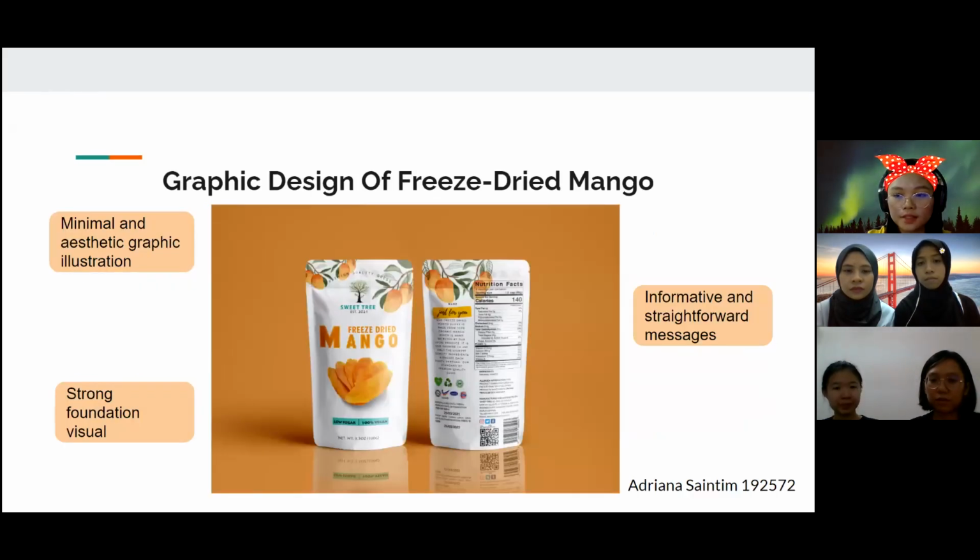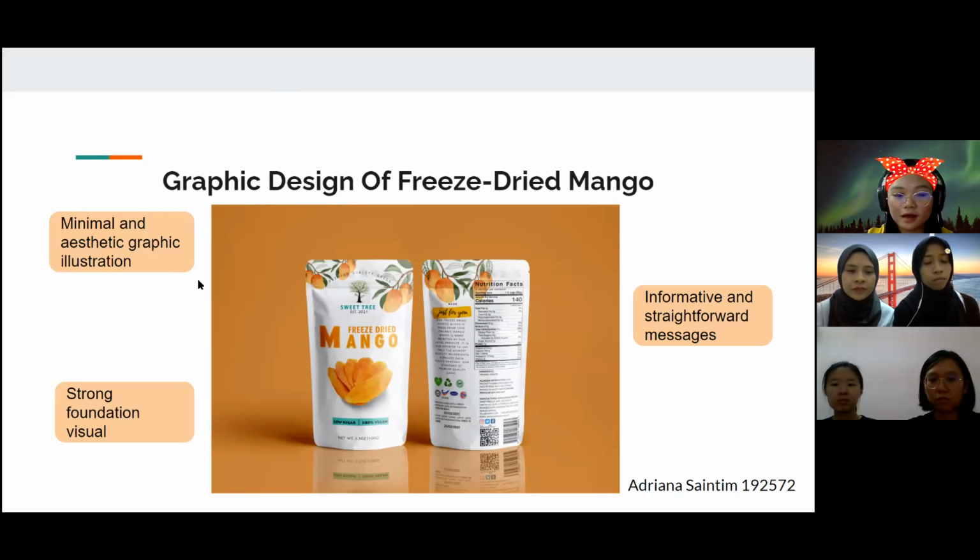So this is the graphic design of our freeze-dried packaging. Our packaging followed our theme, which is the minimal and aesthetic graphic illustration.